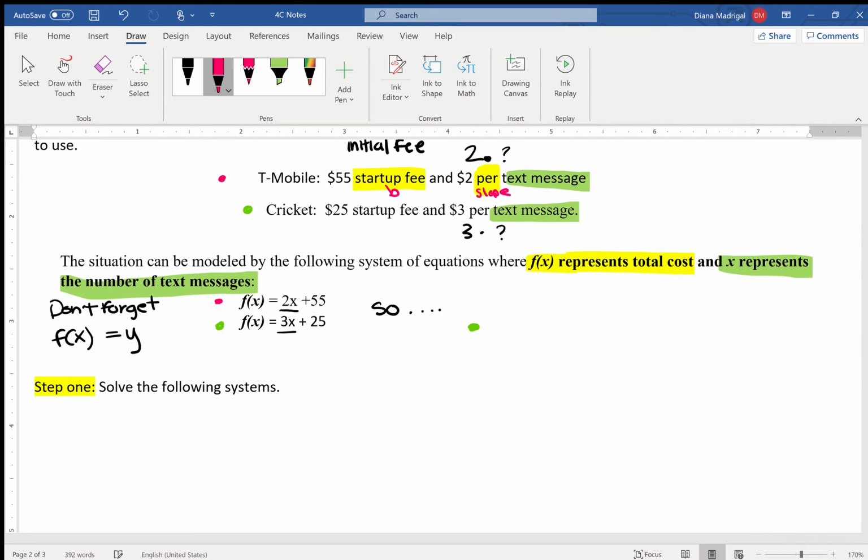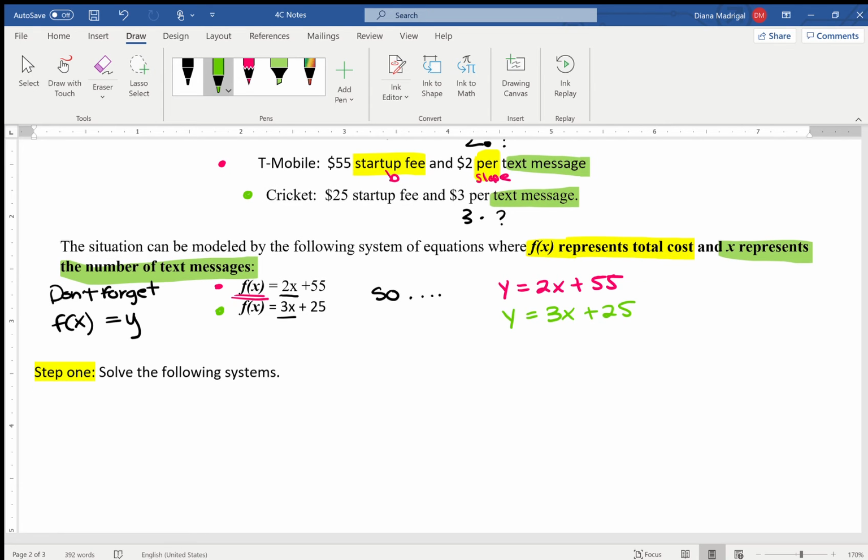For T-Mobile, we have y equals 2x plus 55. Notice how I'm changing the f of x for y. That's it, everything else stays the same. And for Cricket it's y equals 3x plus 25. Again, f of x is the same thing as y. So if they're giving you f of x equals 2x plus 55, they're actually giving you y equals 2x plus 55. Same thing with Cricket: f of x equals 3x plus 25 means y equals 3x plus 25.